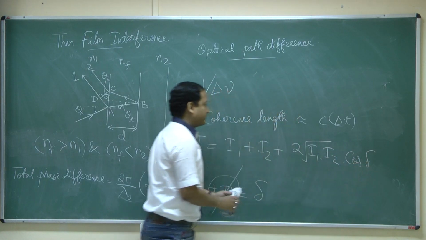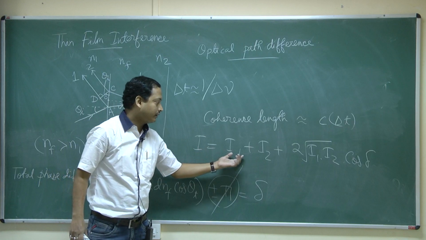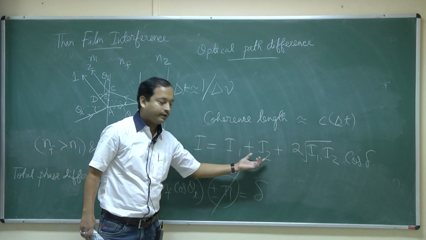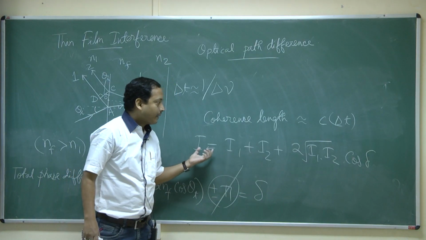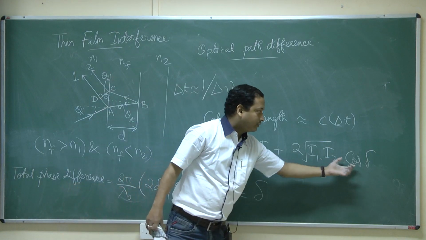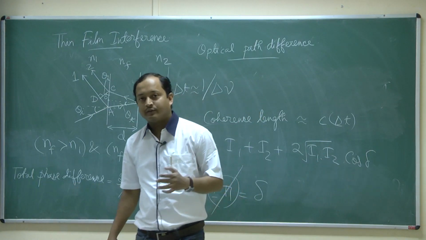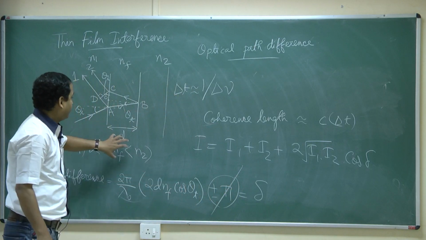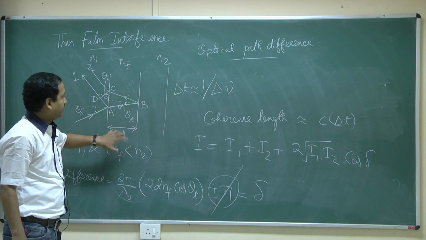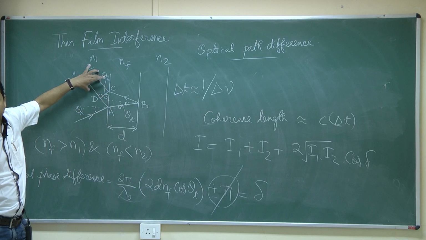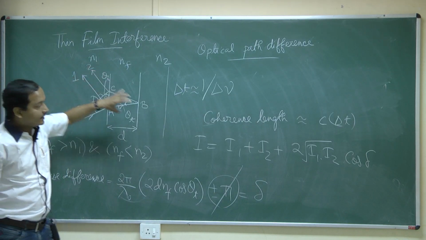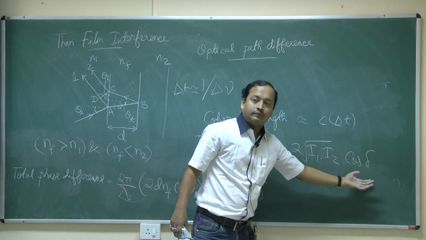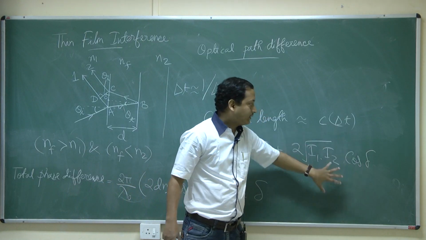So we had discussed this, right? These are two independent rays with individual intensities I1 and I2, and the resultant intensity is some I, which is related to this expression, and delta is the phase difference between these two rays. Now if d is much larger, if the path difference between these two rays is much larger than the coherence length, then this delta would average to 0, and you would not see the effect of this cross term.